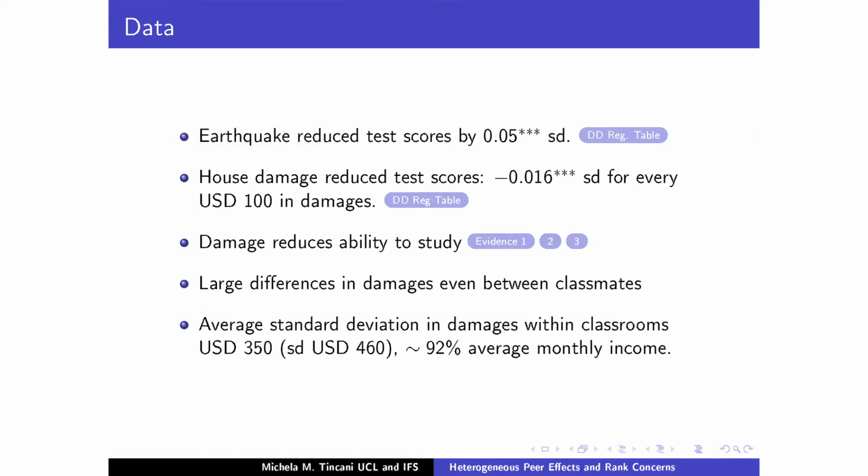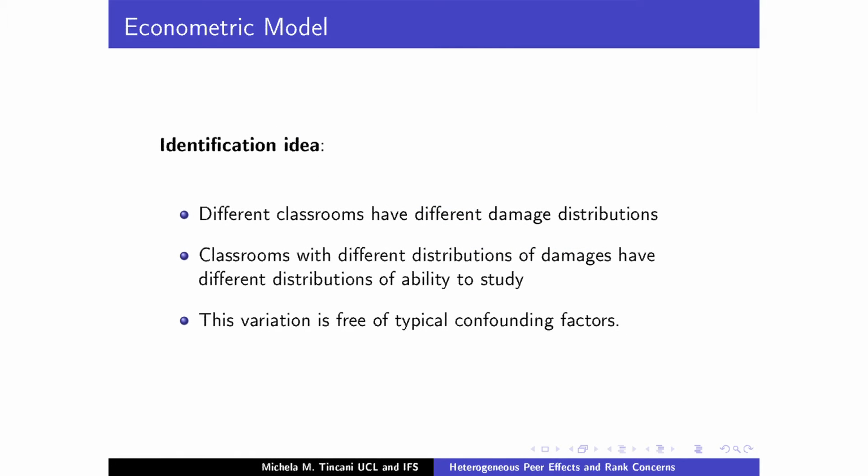So why did I show you this? Let me tell you what the identification idea, therefore, is. So we know that different classrooms have different damage distributions. And we know that, at least it is reasonable to think that, damage reduces your ability to study. So for a second, don't think about ability simply as your IQ. Think of ability as something that's affected by various characteristics of a student. Then, if damage affects your ability to study, classrooms that have different distributions of damages have different distributions of ability to study.